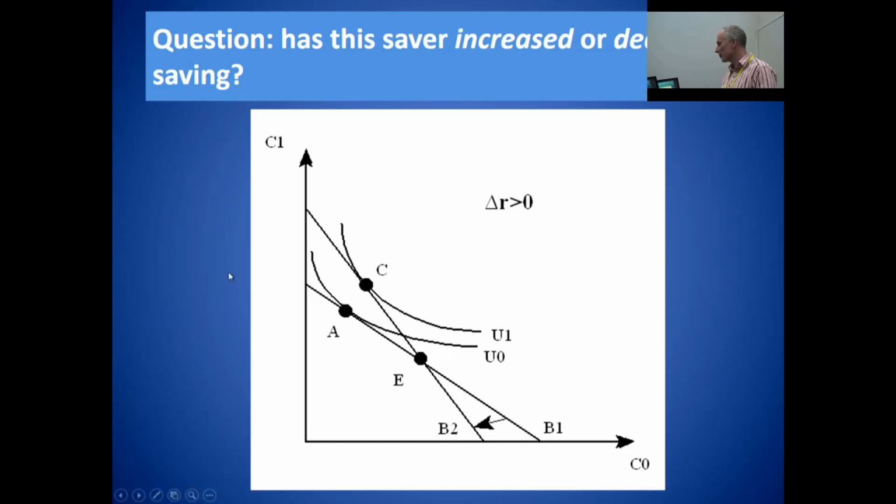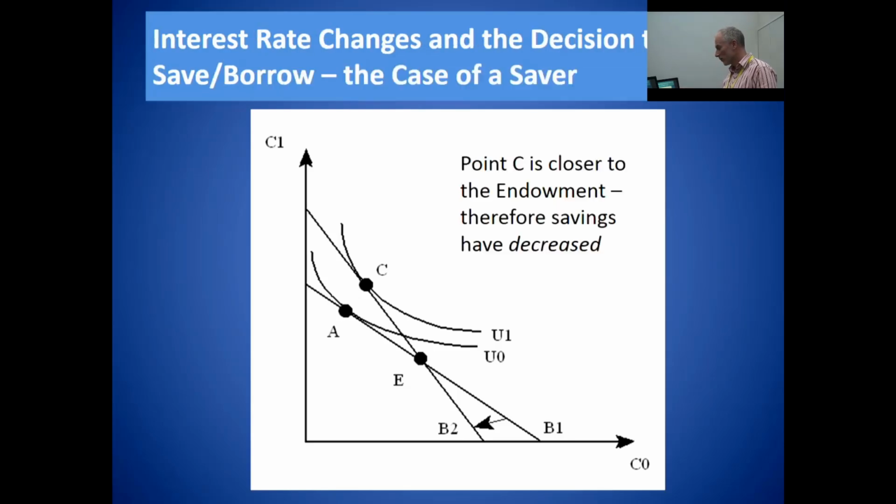As this person goes from point A to point C, is he further or closer to the endowment point? He is closer. So initially, that was your level of current consumption. Now, at point C, current consumption is more. You're moving closer to the endowment point. So this movement from point A to point C, this person's level of savings has decreased.